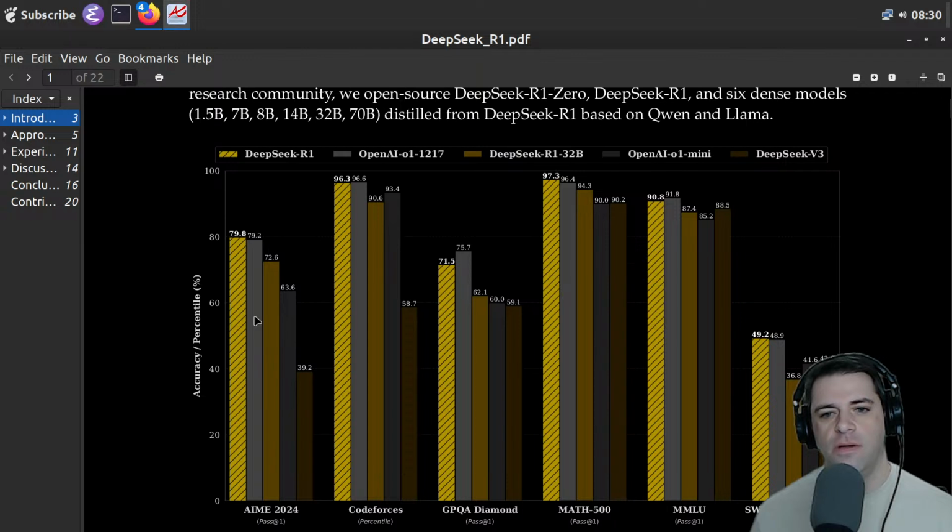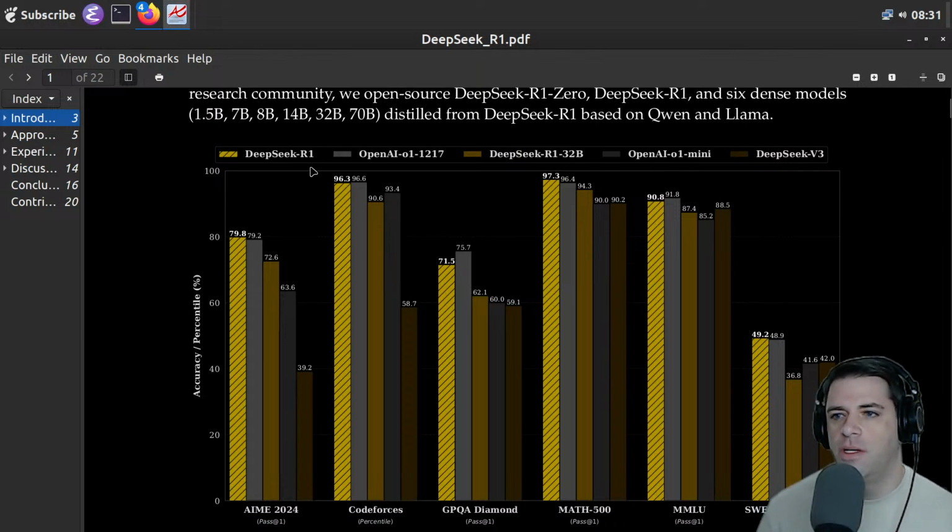Okay, so where's my PDF here? All right. On the inverted colors, at least, the yellow hatched on the left-hand side here is the performance of Deepseek R1. The barely visible, kind of darker brown on the right side is Deepseek V3. And in the middle, we have OpenAI and OpenAI Mini. And we see that Deepseek R1 just edges out OpenAI on a bunch of these benchmarks.